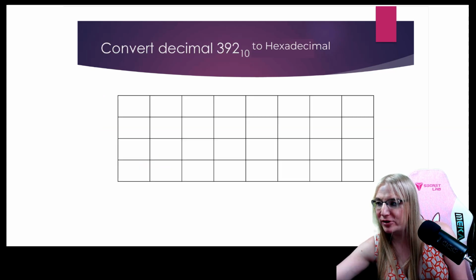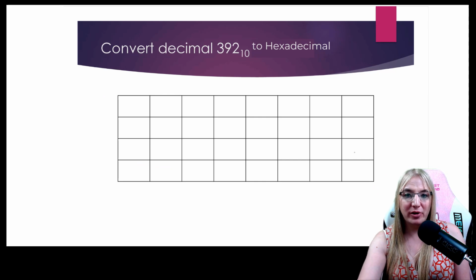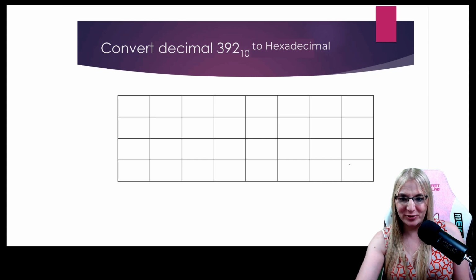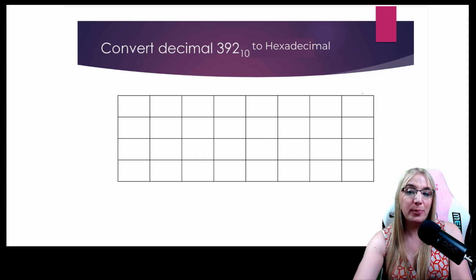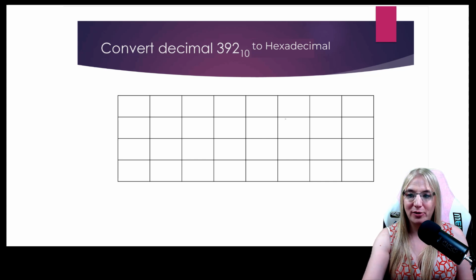Now, how do we actually convert these things? Well, now we're going to convert 392 decimal, which we've done in several tutorials now, haven't we? We're going to start by converting it to binary, and then we're going to take that binary value to hex. This is super duper simple today. All right, you guys ready for this?